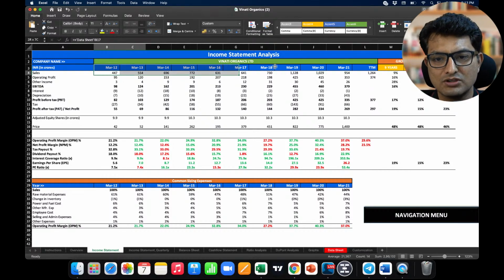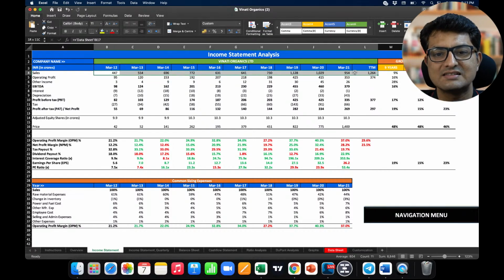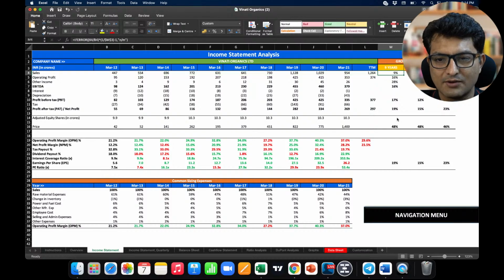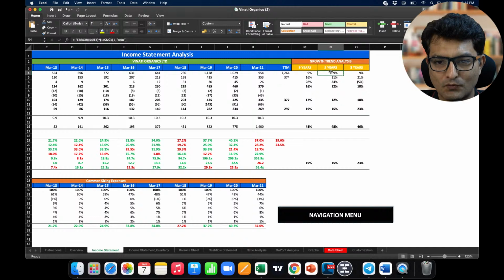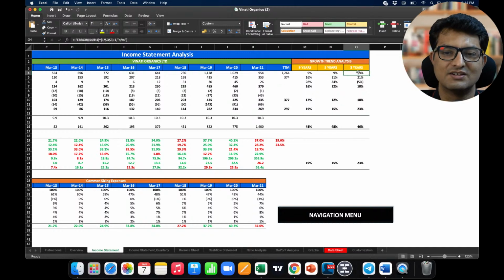It gives you the overview of the last 10 years in terms of what has been the sales of that particular company, and it also gives trailing 12 months. Then, over here, there are these growth drivers. I'll zoom the Excel here so that you can see it properly. There is a growth trend analysis of 9 years, 5 years, and 3 years.